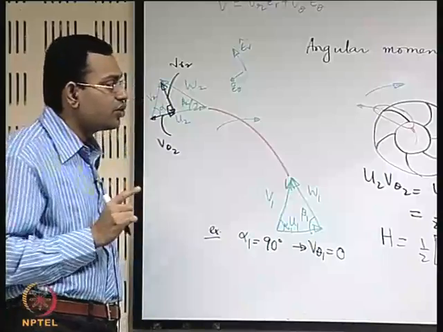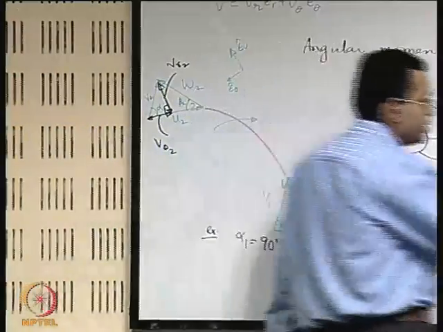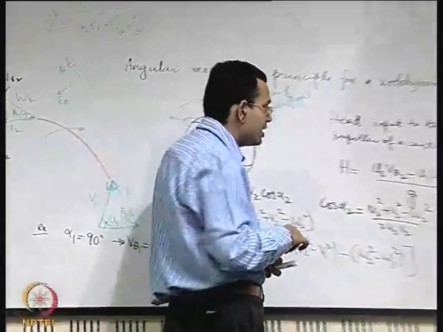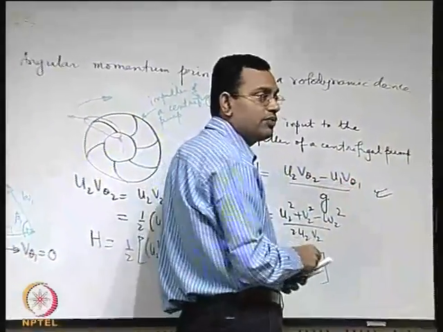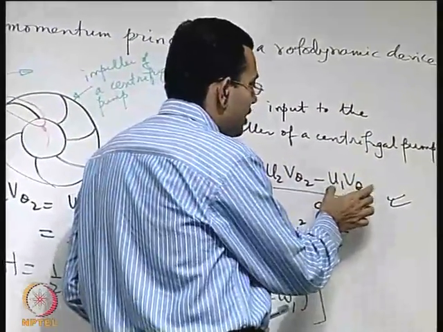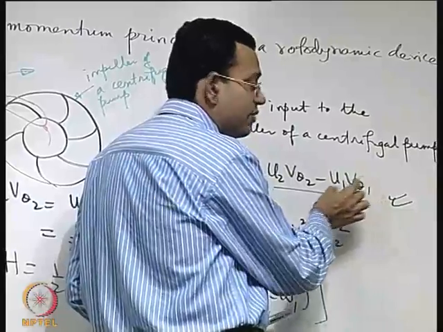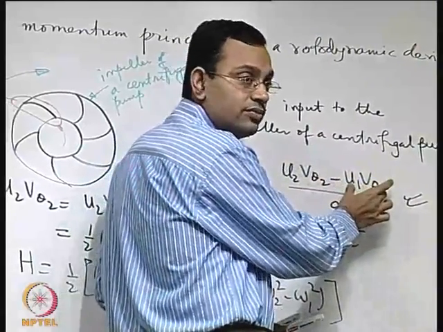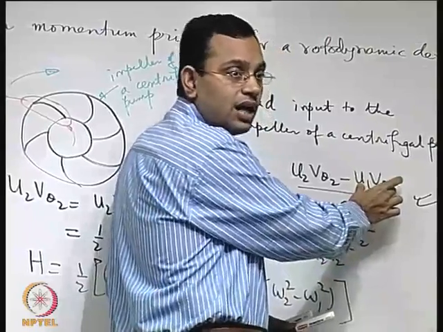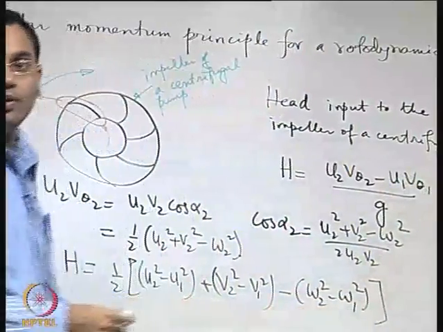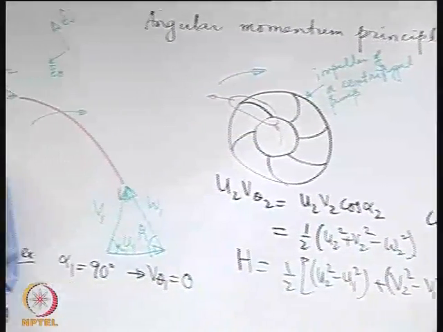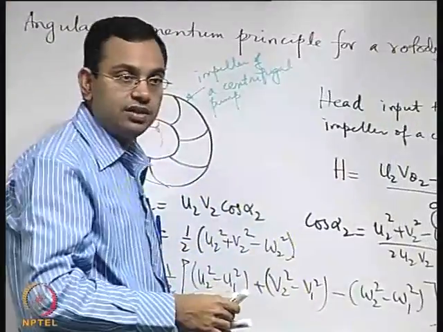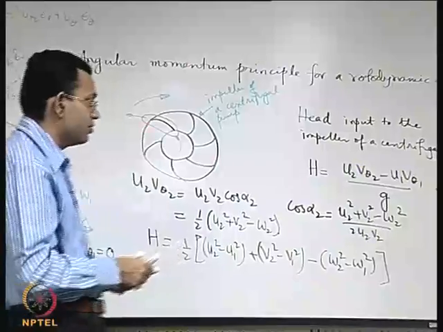Why do you want to do that? Just look into this expression. When one wants to design something, there is a purpose. You see that it is u2 v theta 2 minus u1 v theta 1, and these are all algebraic positive numbers. So the maximum head may be utilized when v theta 1 is 0 and alpha 1 is 90 degrees. That is why alpha 1 equal to 90 degrees is a good design, because it allows you to utilize the maximum head by having the negative term as 0.